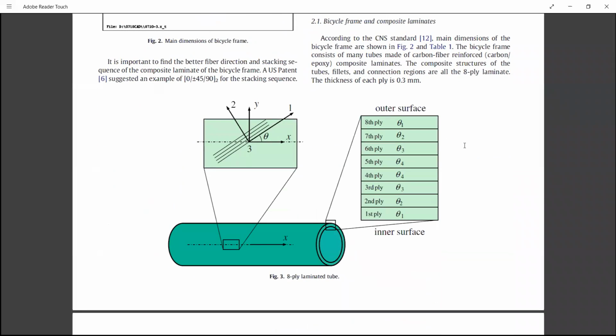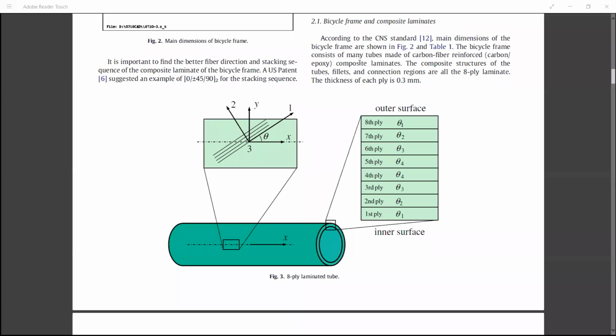So we have not reached this stage yet. We are still in the macro mechanics of a lamina, but this is just to give you a better picture of what we are trying to do. Still we are dealing with only one ply. We have not gone to the macro mechanics of a laminate. So we are only dealing with one ply.